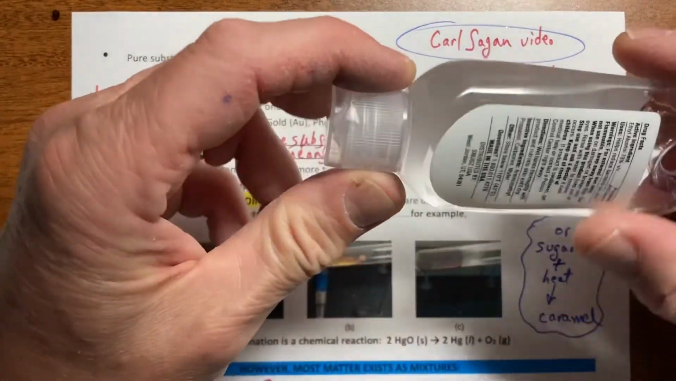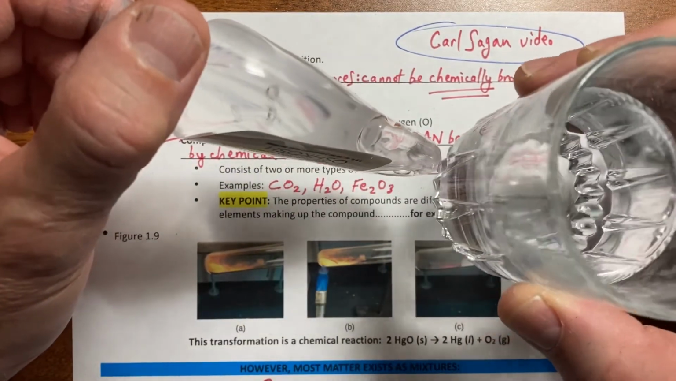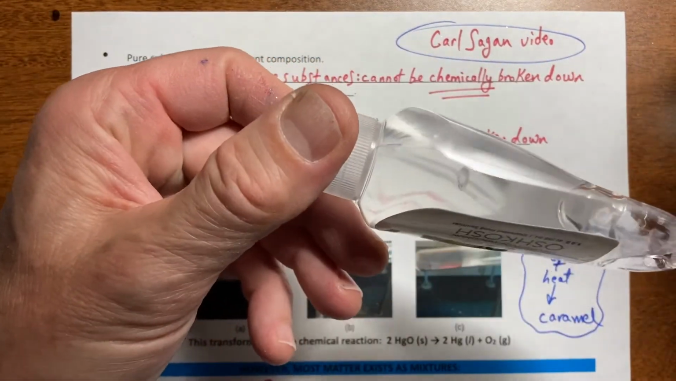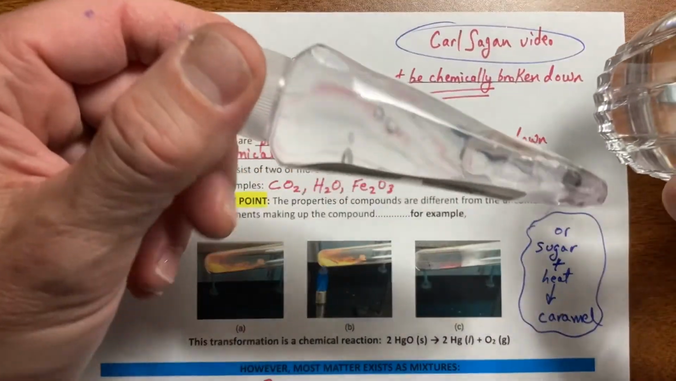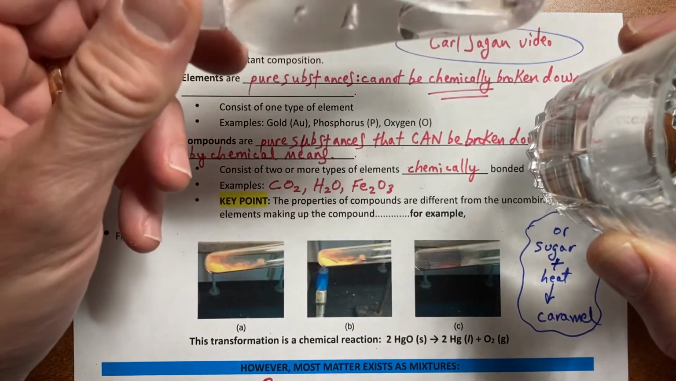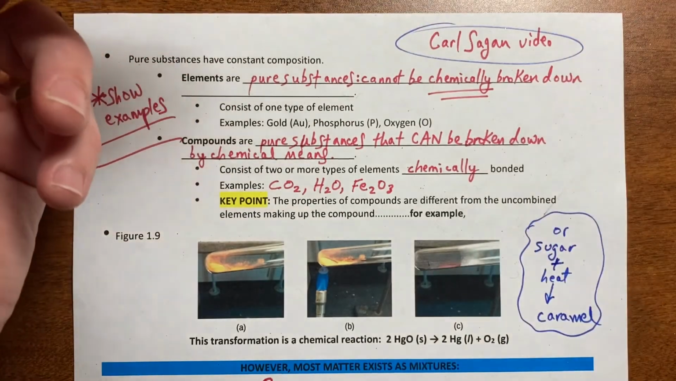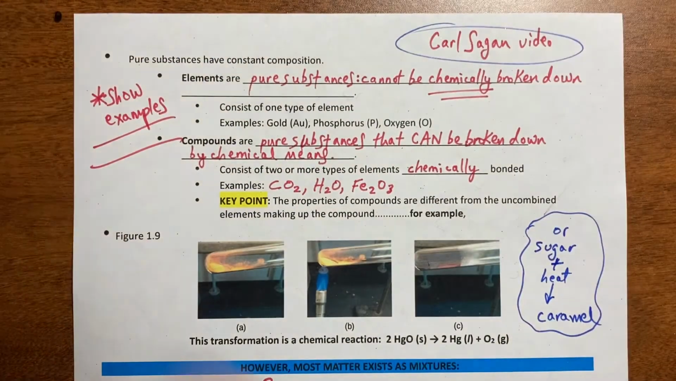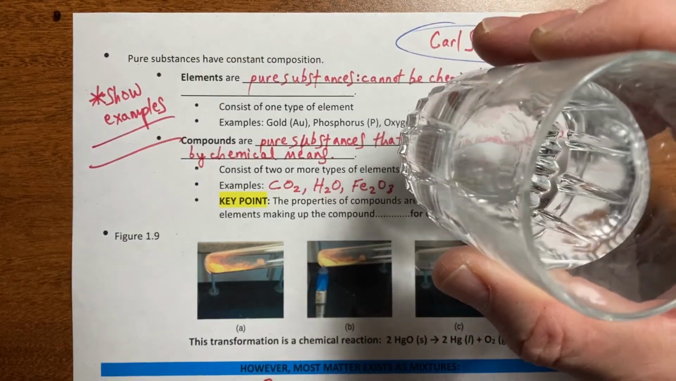Now, hand sanitizer, it looks like water, but this is a mixture. How do you tell them apart? Well, we have testing methods that make that pretty clear to us, but this is what you're going to learn how to predict and understand in this class. The key point is that the properties of compounds are different from the uncombined elements. The elements that make up water, hydrogen and oxygen, are very different from water.